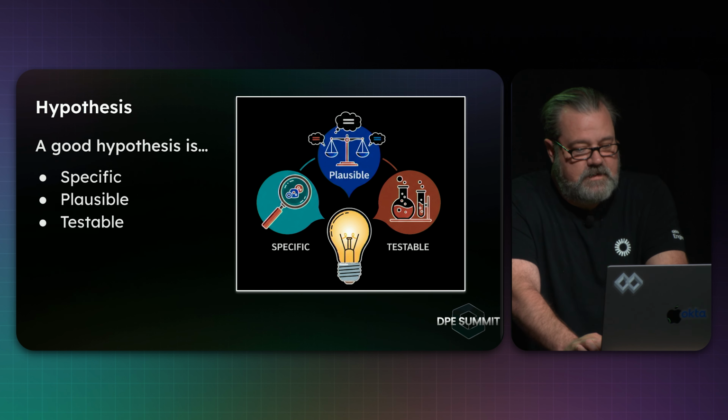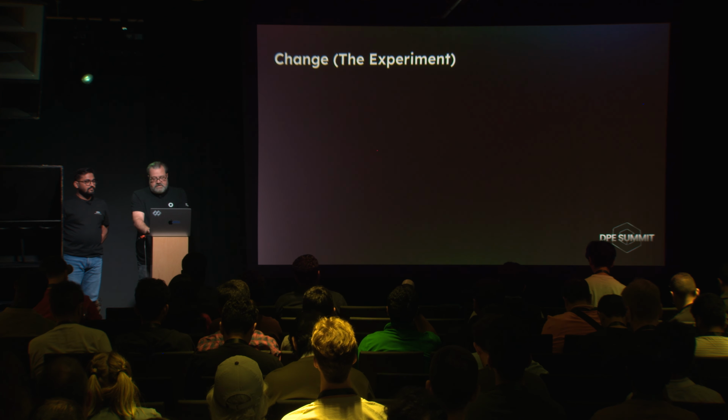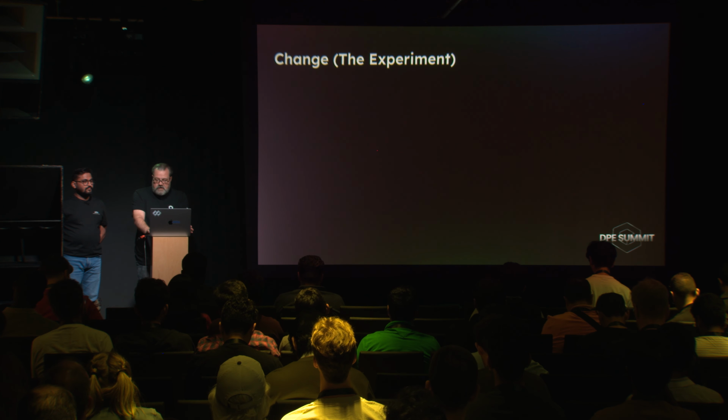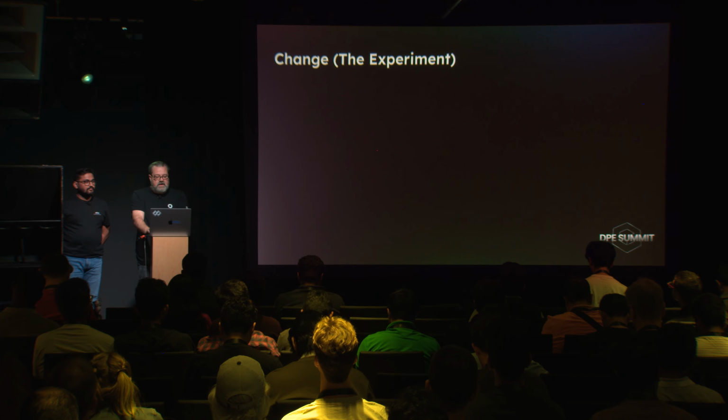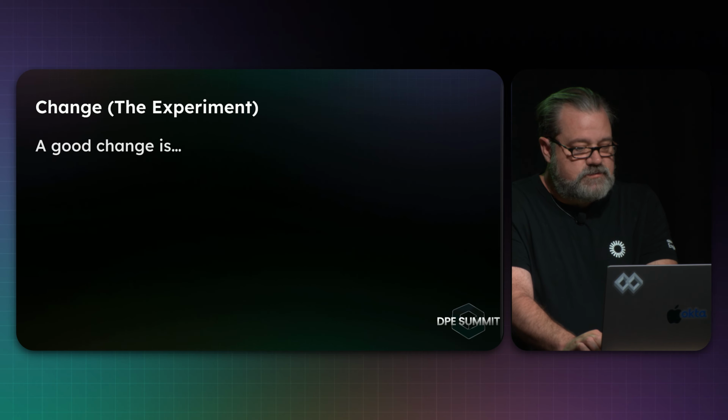So let's talk about the change, or the experiment. This is where we test our hypothesis. The goal is to make a targeted, controlled change to see if it produces the results that we predicted. A good change is targeted, directly testing the variable from our hypothesis. It's controlled, so we change only one thing and not five, so we can isolate the impact. And it's documented, so we know exactly when the change was made and what it was.